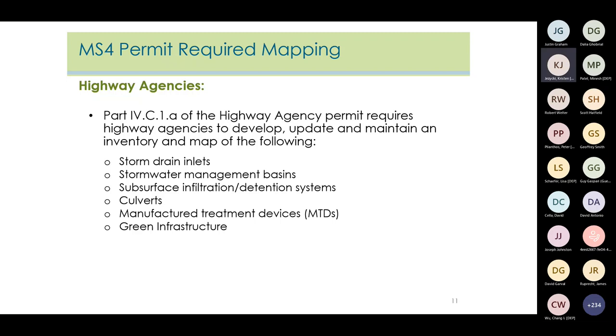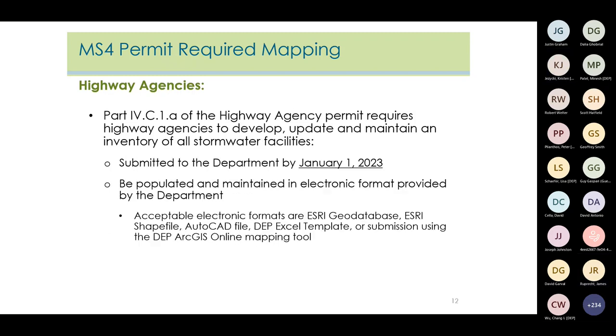Highway agencies also have the same stormwater facility map and inventory requirements as the public complexes. They must develop and maintain a map and inventory of the listed stormwater facilities. So again, that includes storm drain inlets, stormwater management basins, subsurface infiltration and detention systems, culverts, manufactured treatment devices, and green infrastructure. The difference here is that highway agencies had until January 1st of 2023 to submit their stormwater facility inventory and map to the department in an electronic format.